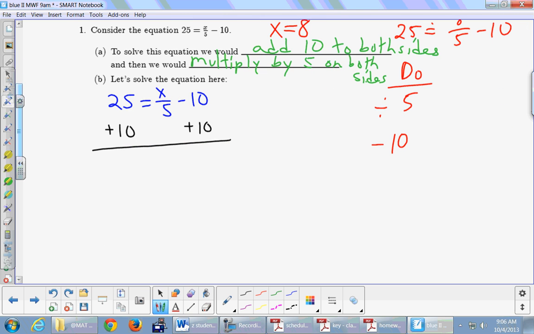Okay, and then we add over here, we get 35 equals x over 5. And what happens to that minus 10 and plus 10? It's gone. That was the point. So we just added 10 to both sides.